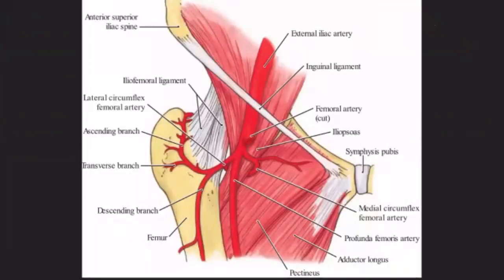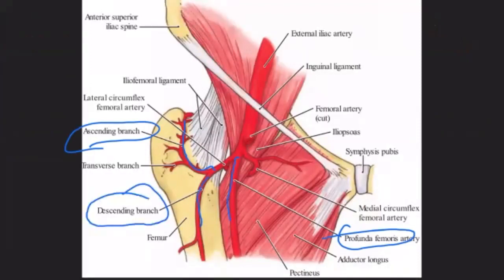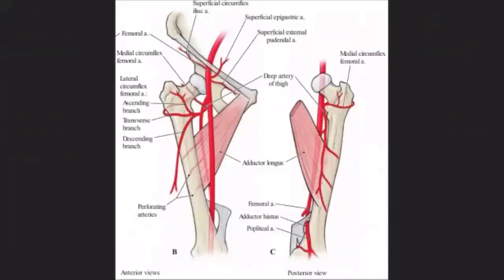You see, this is the profunda femoris, right? This one is the ascending branch. This one is the descending branch. Transverse will be like this. You see, ascending, transverse, and descending, right? This is transverse, this is ascending, this is descending.